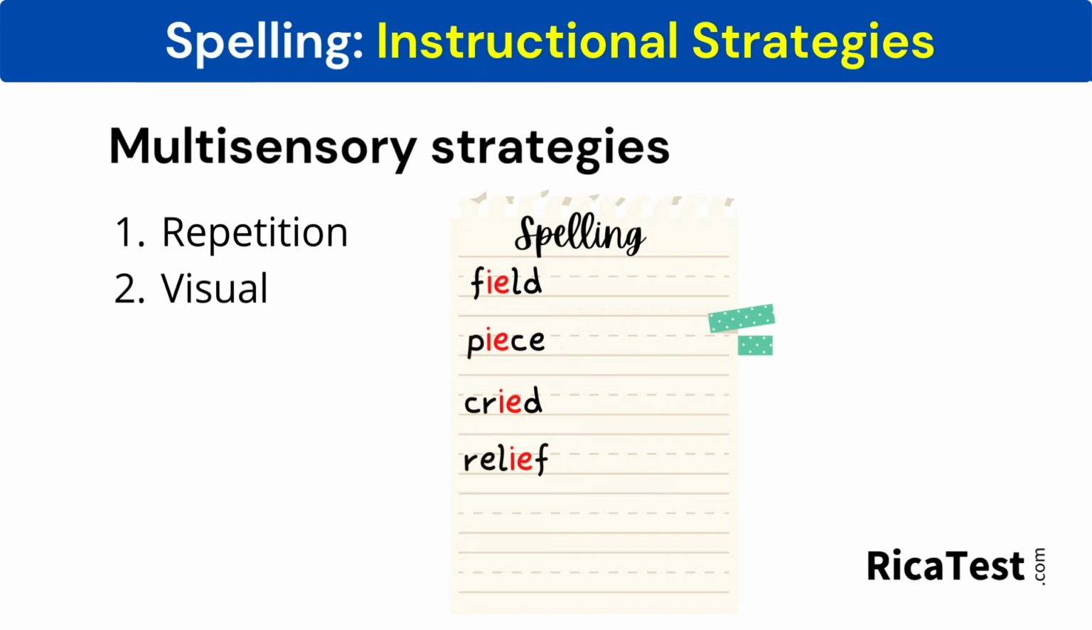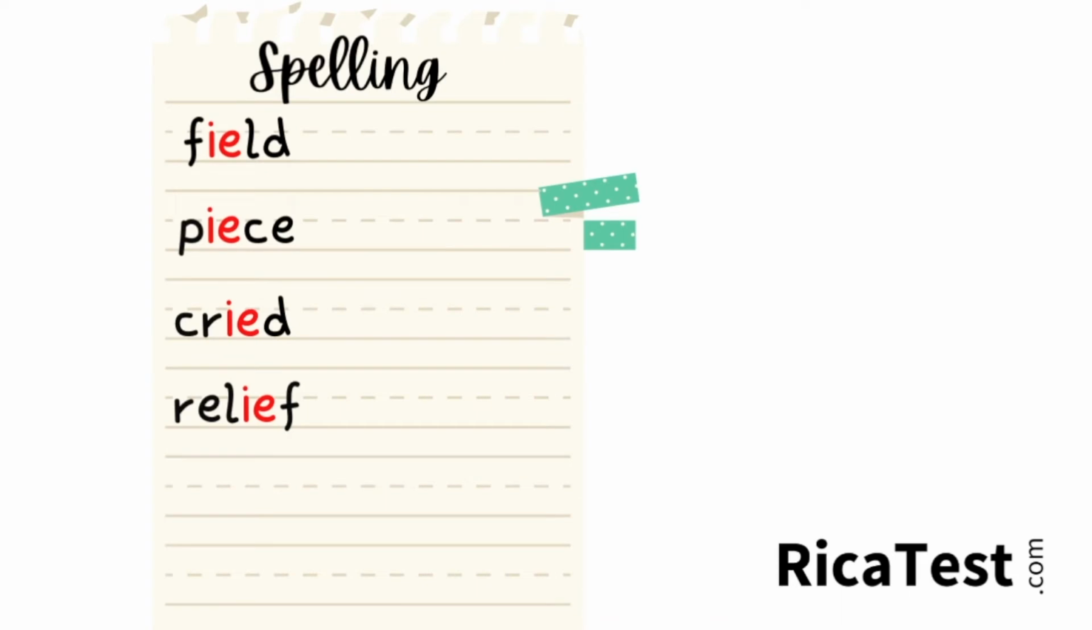Here, the student will highlight or use a different colored pen to write the target pattern that the spelling list covers. For example, if the student is learning the IE pattern, they will write all of the letters in the word in one color and then use a different color for the target letters. Here, for example, again, IE: field, peace, cried, relief.